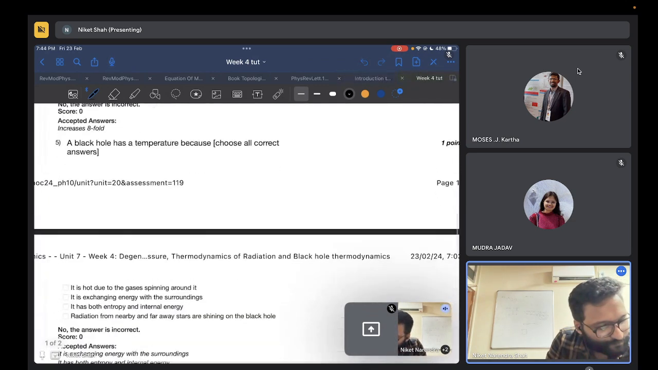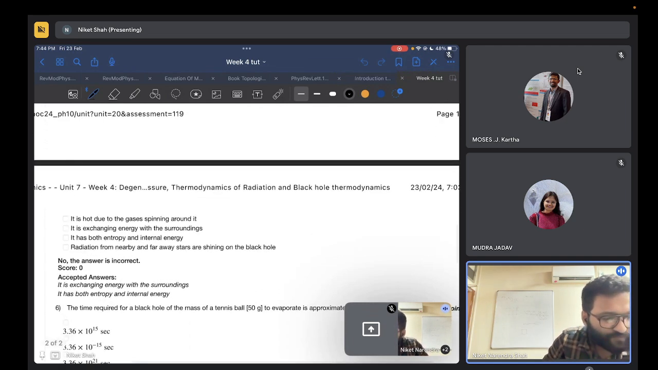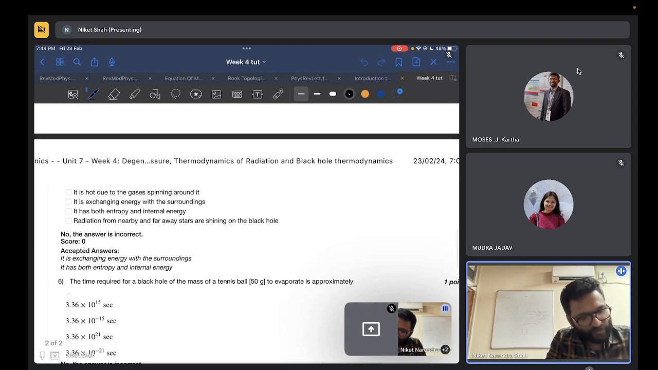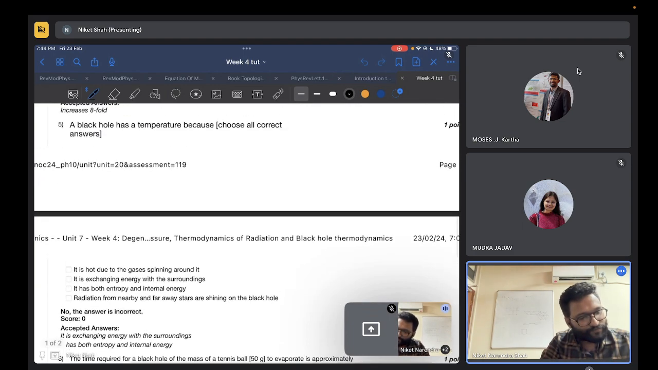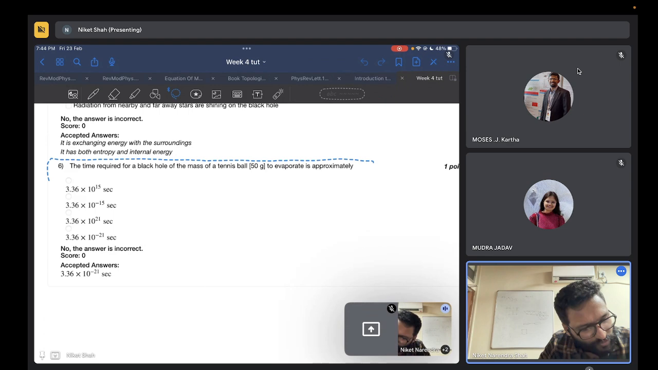So a black hole has a temperature, because this is just a theory question. If you've seen the lectures, this is just the answer. It's already given, but you would know the answer if you've gone through the lectures. It is exchanging energy with the surroundings and also has both entropy and internal energy. That I'm not going to get into. And the last one is also quite straightforward. There is a direct expression there.